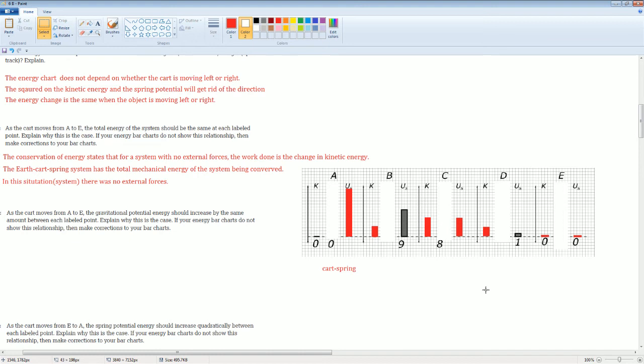Because again, the cart is the 1/2 mv squared, right? And the spring is the 1/2 kx squared, right? The Earth is the g part. Okay, there's no Earth, there's no g. There's no g, there's no gravitational potential. All right.